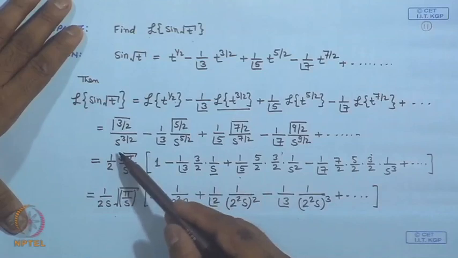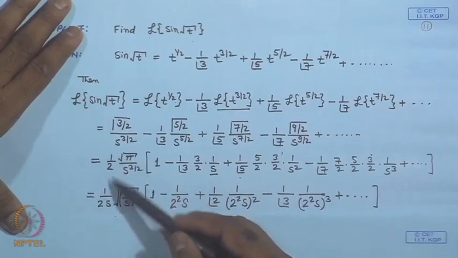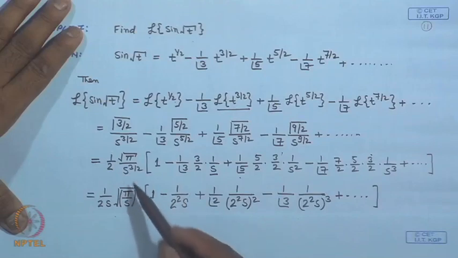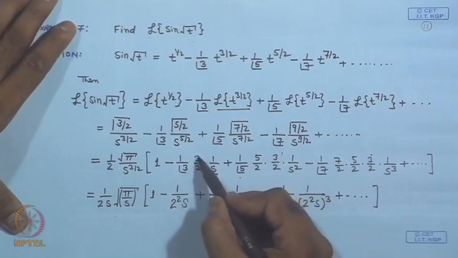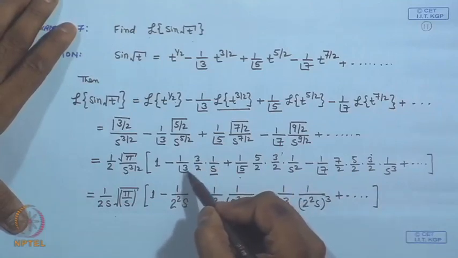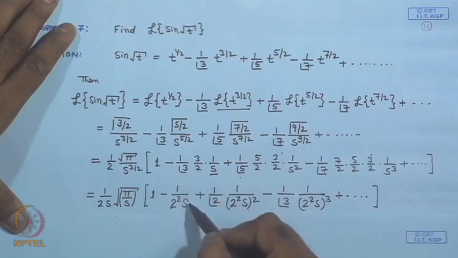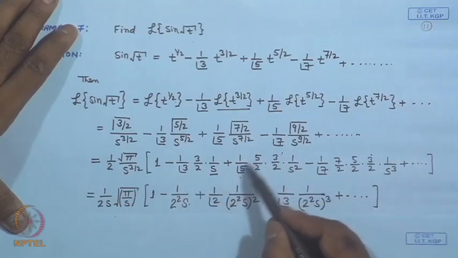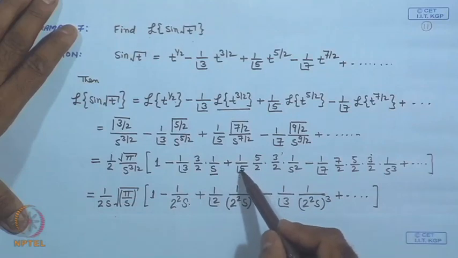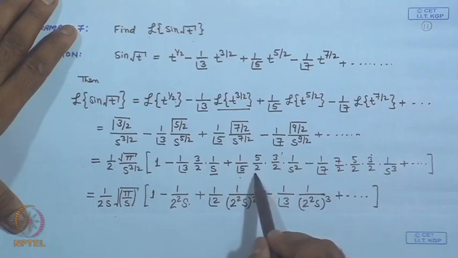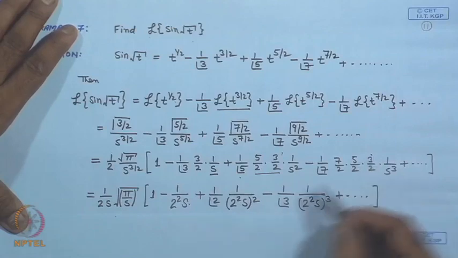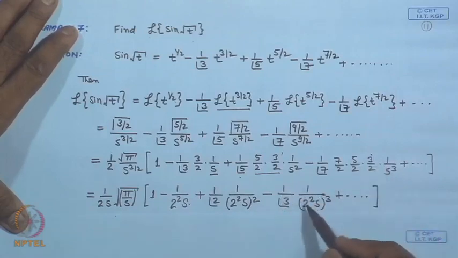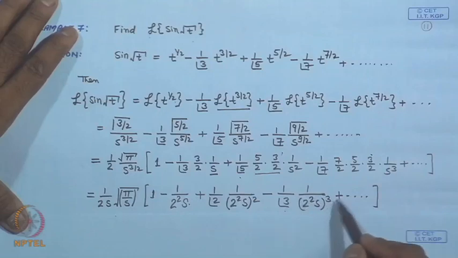So, we have this 1 over 2 s, and then we can write this square root pi over s, a nicer form, and then we have 1 minus. Here the factorial 3, we have 3 into 2, so 3 gets cancelled, we have 2 squared s. Again here the 5 will get cancelled, we get here 4, and the 3 also gets cancelled. So, we have 2 squared, and then 2 squared here, so 2 squared s and the whole squared. Similarly, here we get this 1 over factorial 3 and 1 over 2 squared s, the whole cubed.